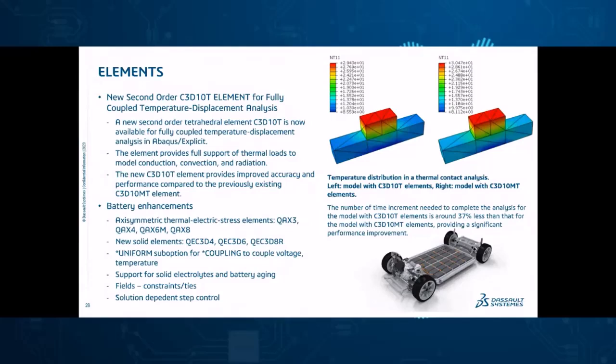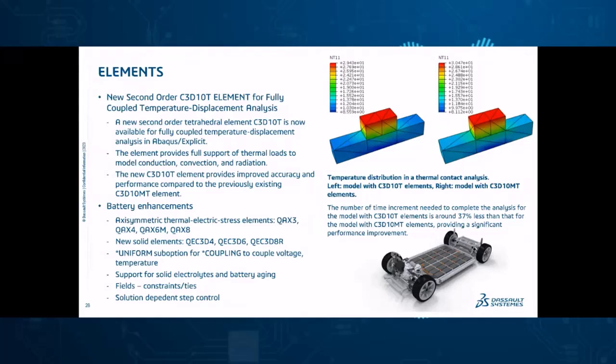Batteries, they've had a big focus since 2019, and this is an ongoing activity, and that's still the case in the last few releases. The element library for modeling battery electrochemistry has been enhanced to include tetrahedron, prism, and reduced integration hexahedral elements, and there's also some axisymmetric elements as well. These greatly enhance the ability to model complex geometry and allow more accurate stress computation in constrained structures subject to volumetric expansion and contraction.